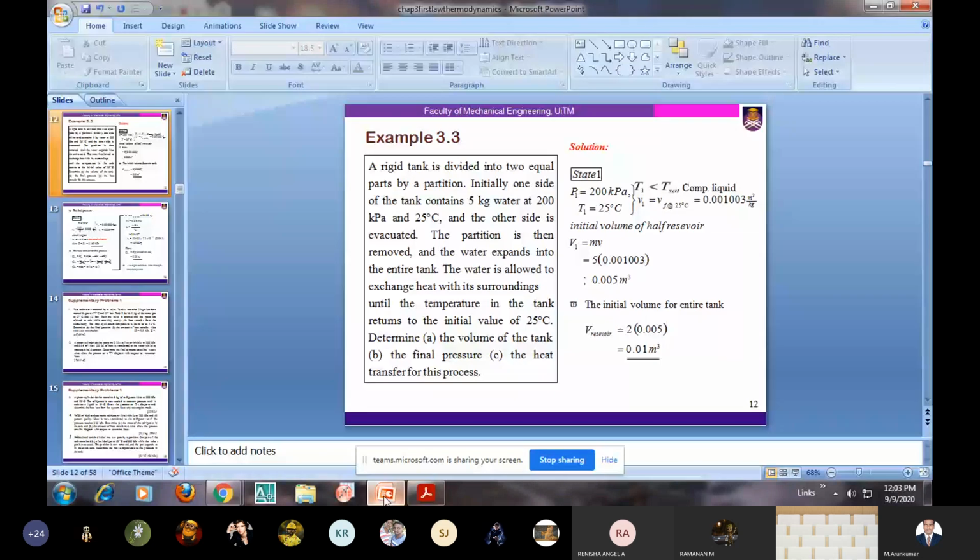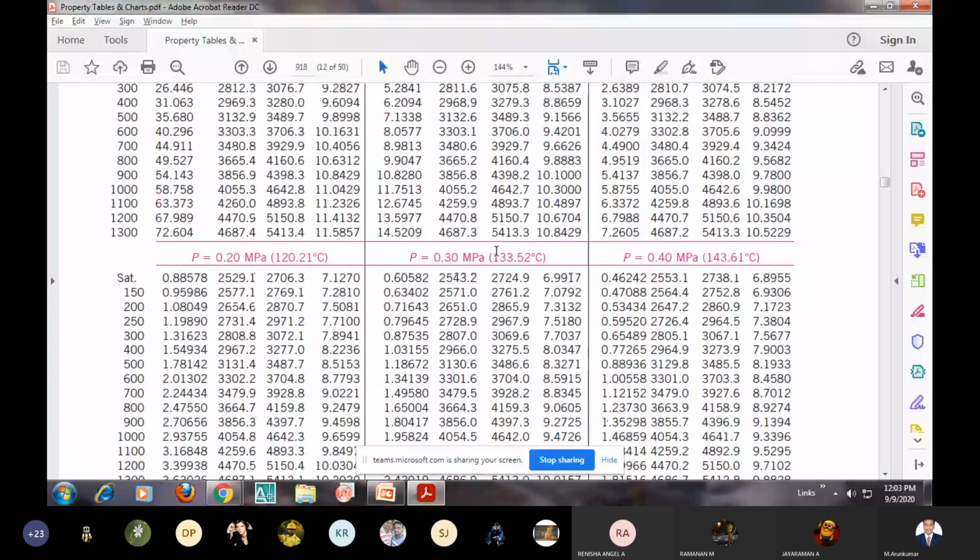Yes, we can continue. So to solve this problem, we have P1, we have T1. So at pressure 200 kilopascal and temperature 25 degrees Celsius, we have to look at the steam table.